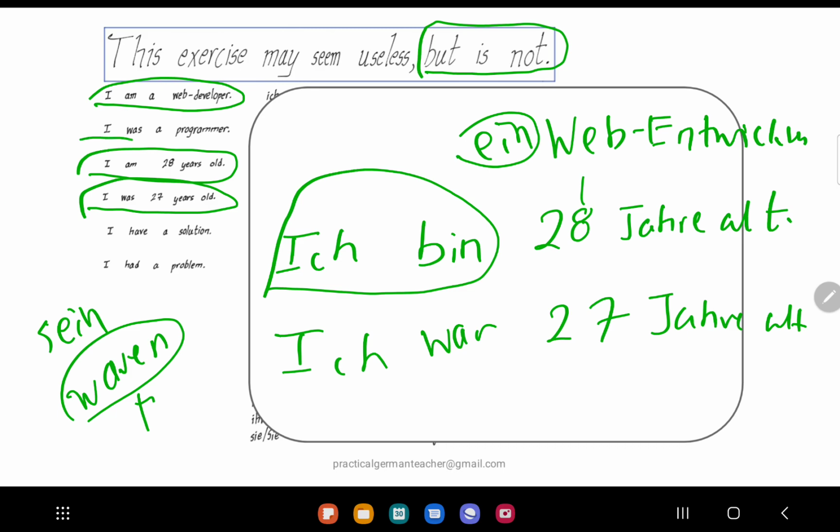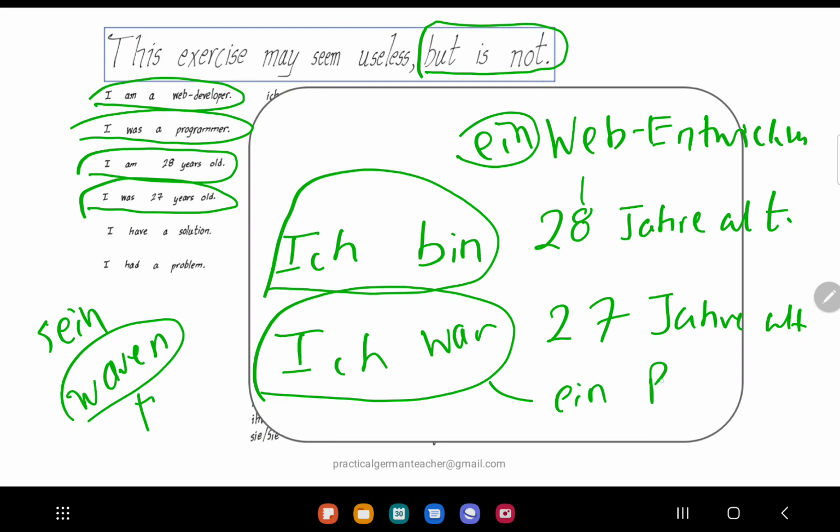Okay. Then if you want to say I was a programmer, you can use ich war ein Programmierer. If feminine, it will be Programmierin, right? Because in German, every profession can be masculine, can be feminine.